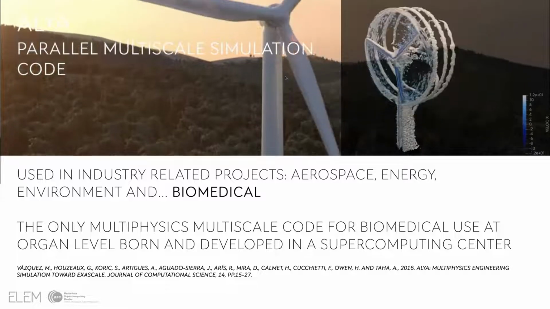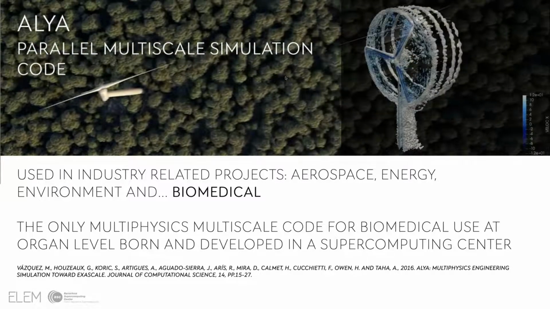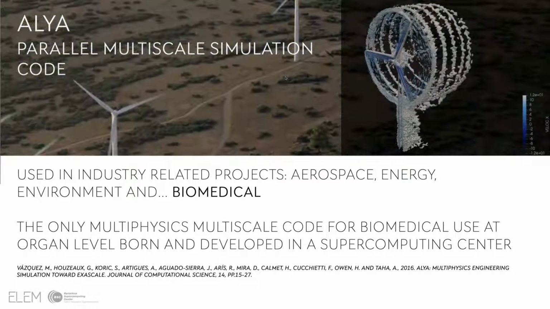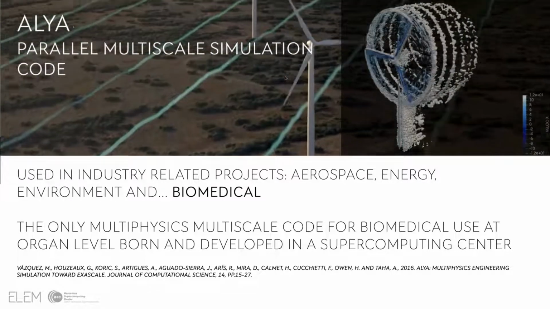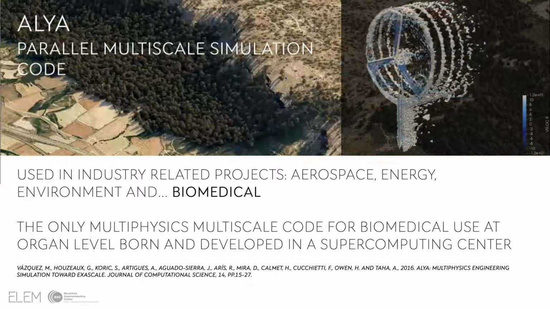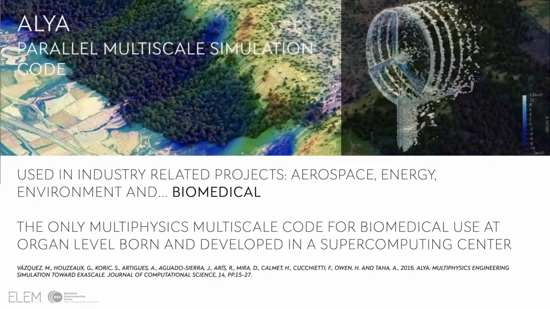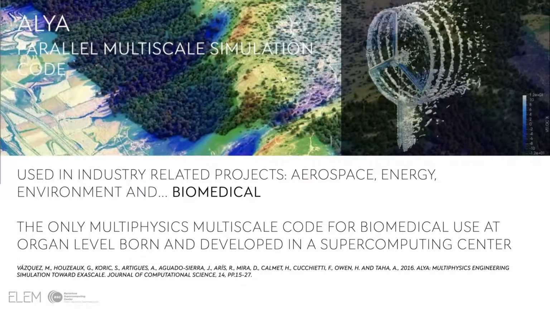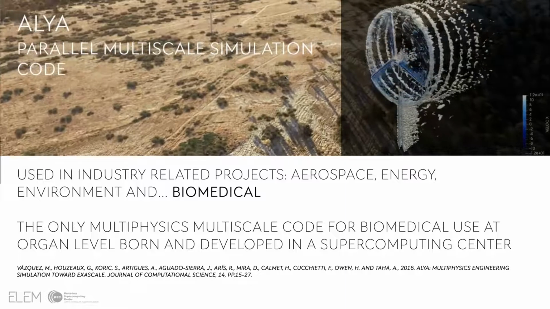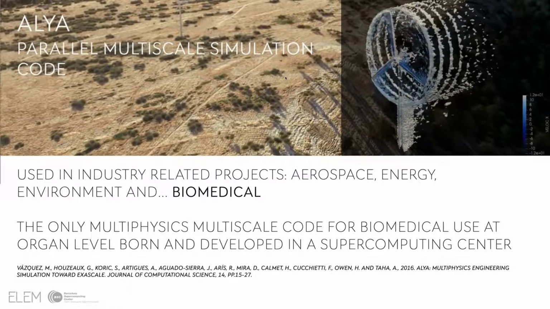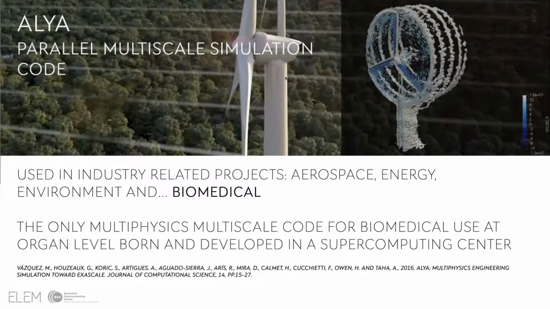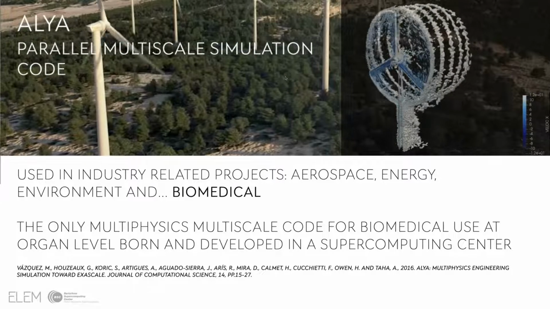It is important to say that ALIA is the only multiphysics multiscale code for biomedical use at organ level that was born and developed in a supercomputing center. This means that we are not smarter than others, but the fact that the code was born and is being developed in a supercomputing center explains why everything that we do must run efficiently on the computers, and we struggle to make this more and more efficient time after time.